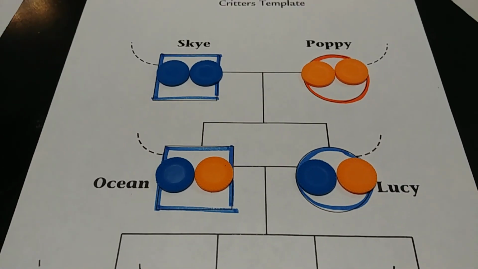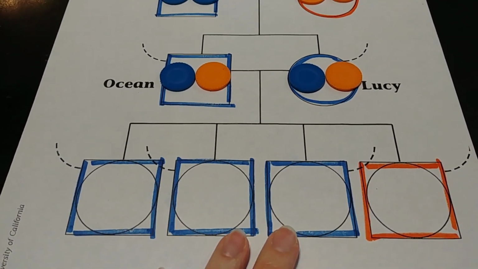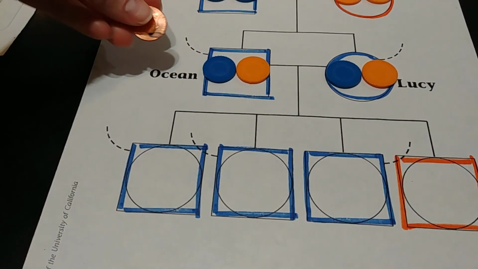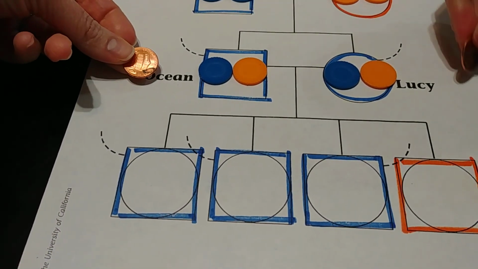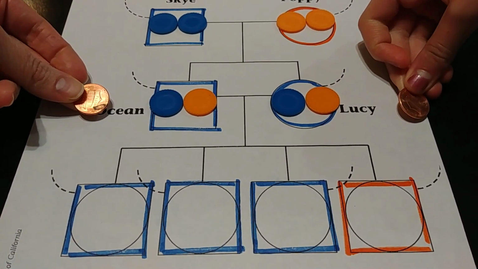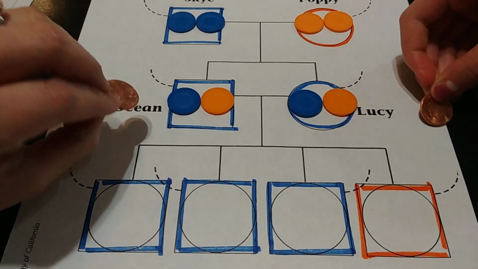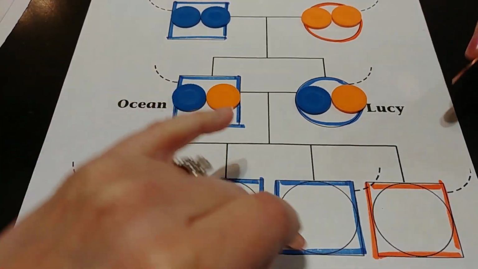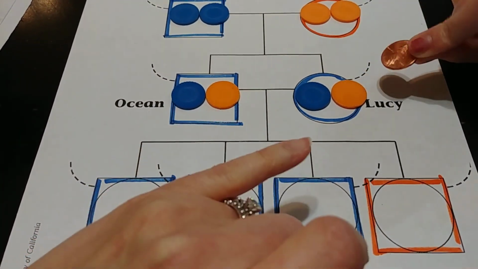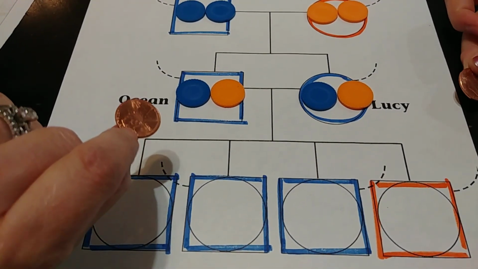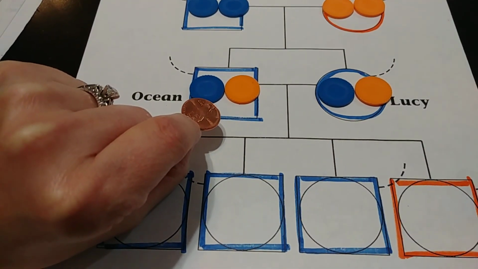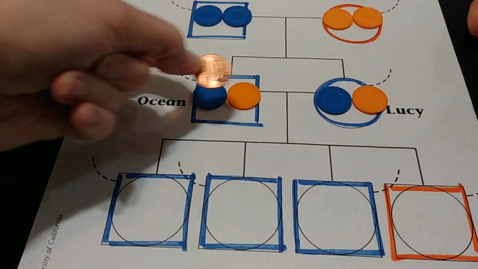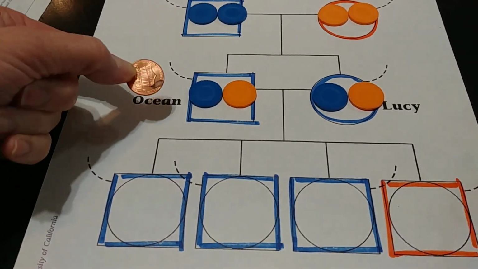Now, when Ocean and Lucy pass on their alleles to their next generation, here's where the coin toss becomes a little bit more important. We are tossing coins because one of you is going to be Ocean and one of you is going to be Lucy. And you'll know that there's obviously two different sides to the coins. That's because Ocean has two different alleles that Ocean could possibly pass on to their offspring. Lucy also has two different alleles. Heads is going to be the blue allele or the dominant allele. And tails is going to be the orange allele or what we call the recessive allele. We don't know which of the two they're going to pass on. Here's where the probability comes in.